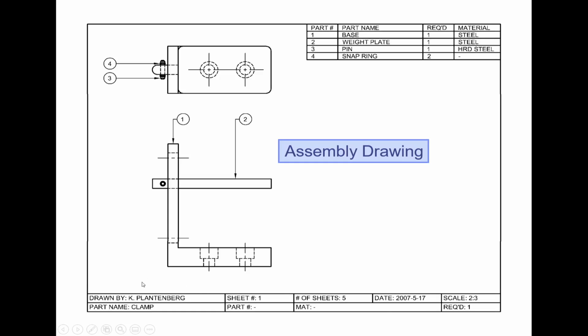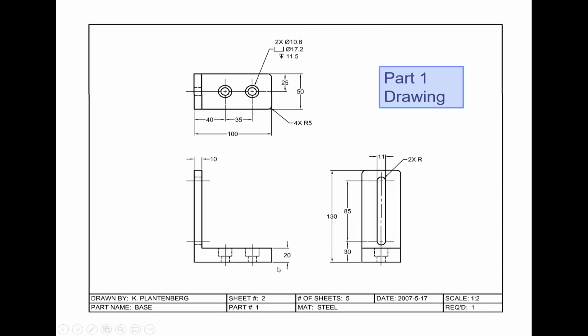Okay, here I just forgot the projection type. There is a scale, a date, and how many sheets. As we know, a working drawing requires more than 1 sheet. And then this is the detail drawing for the first part.